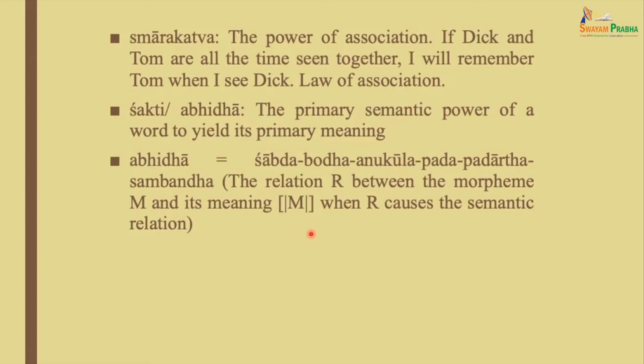Now, once again, a very important contrast. A word can have many different powers, many different abilities. One is the power of association, smarakatva. It's based on memory. So if Dick and Tom are all the time seen together, I'll remember Tom when I see Dick. It's the law of association. Similarly, because I know that the word, say, cow and the animal cow are related, that association is there in my mind. So when somebody says cow, I remember a cow. That's very natural, but that is not what we are looking for here.